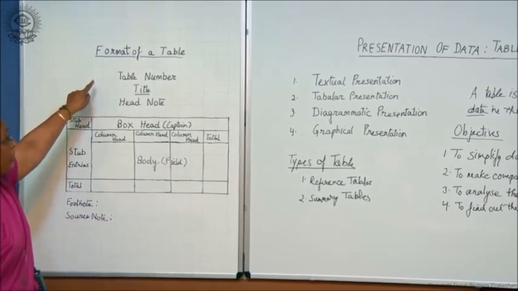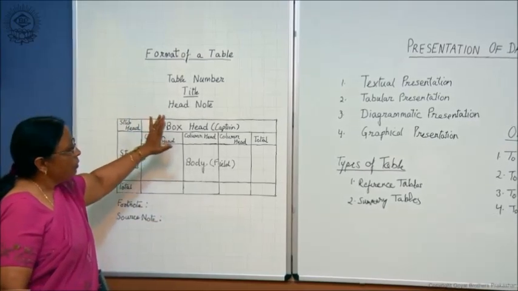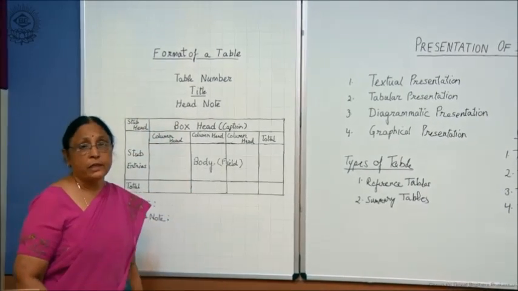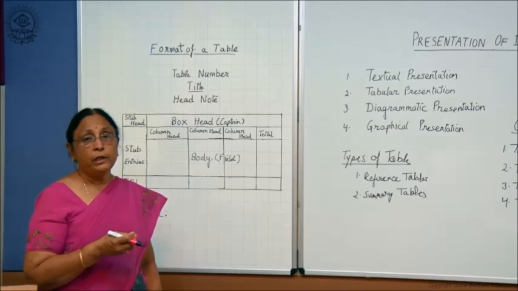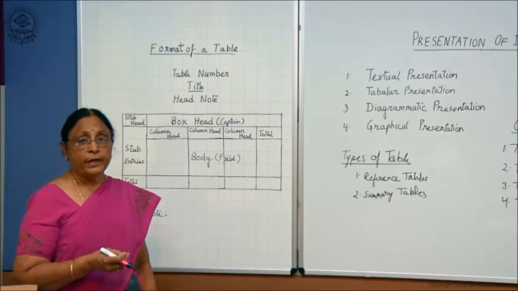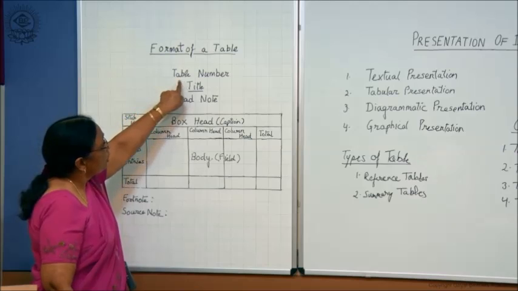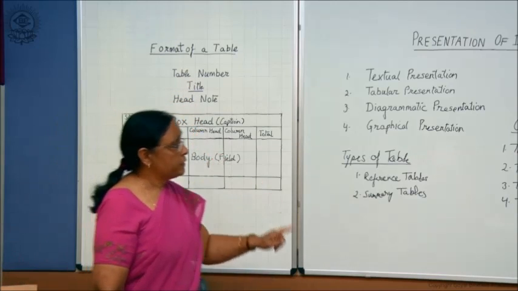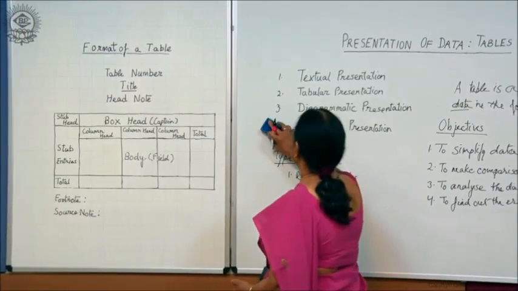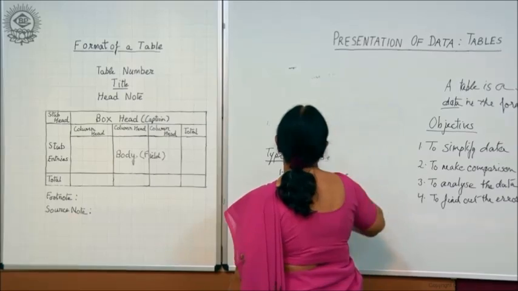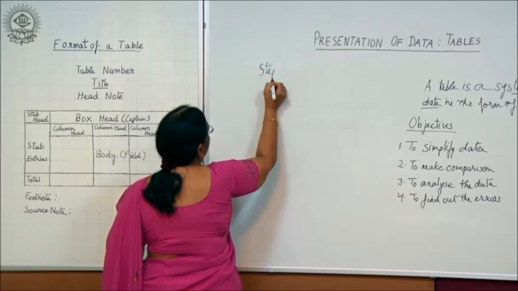Now here you can see this is the format of a table. For all statistical tables, especially in statistics, we have a certain format, certain steps we have to follow. Then only can we present the data in a systematic order. Now what is the format of a table? At the top of the table, the first step in making a table is to write down the table number. So we will take the steps of making a table here. What are the steps?